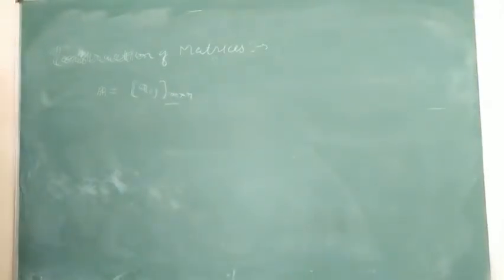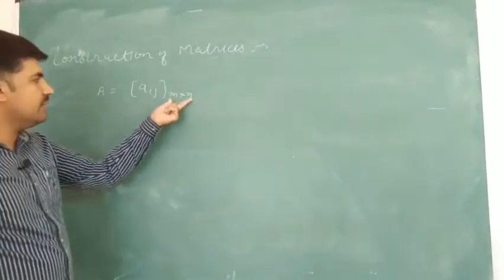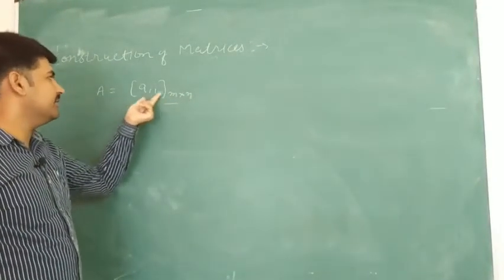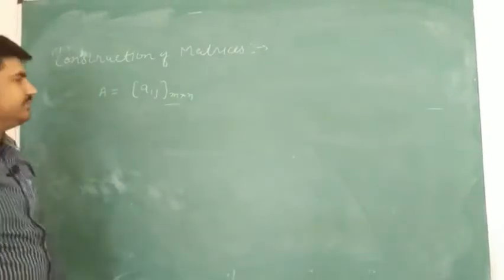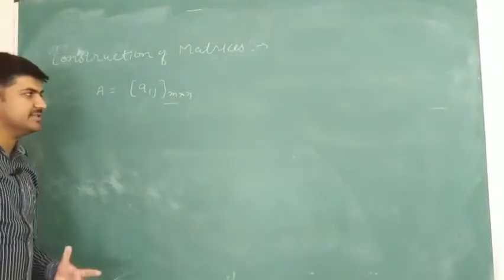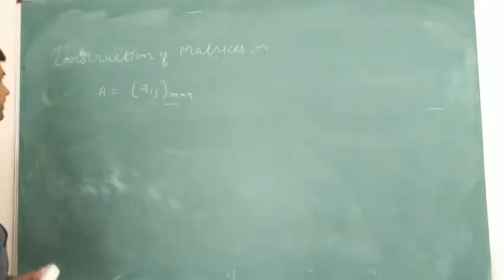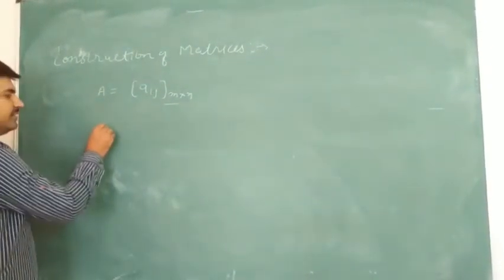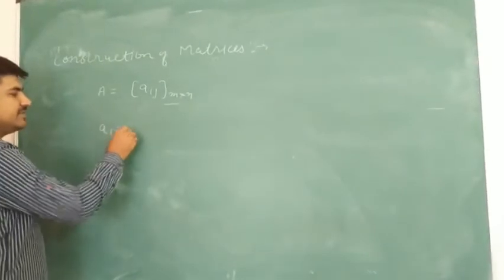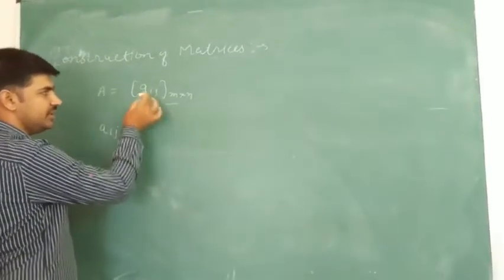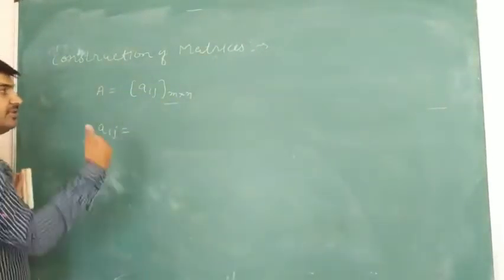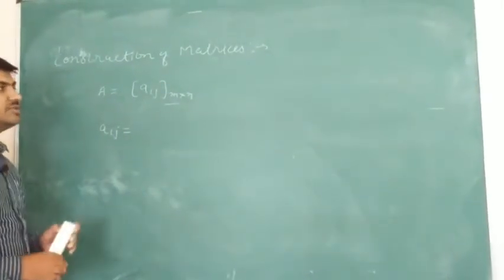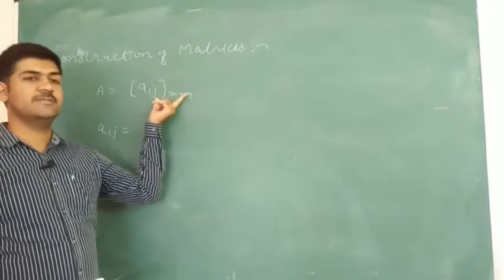Dear students, if the order of a matrix is given and the element of a matrix is given, then how to construct a matrix is the question here. So I am taking an example, students. If you are given Aij is equal to an expression in terms of i and j, or in the variables i and j, and you are asked to construct a matrix of specific order.